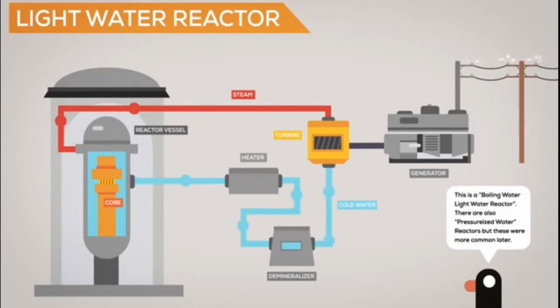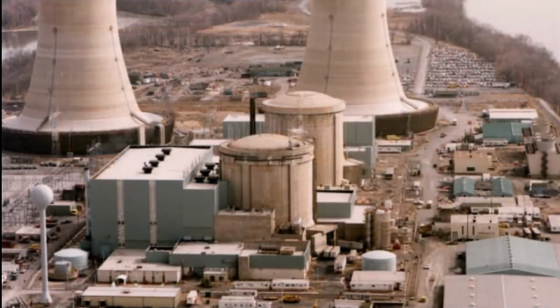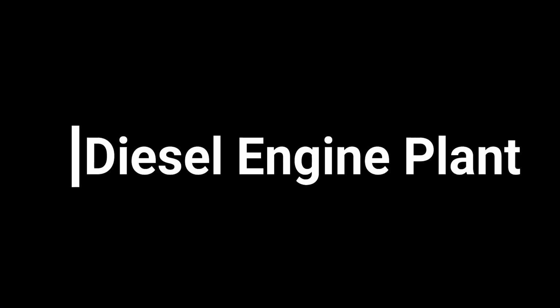The advantages of a nuclear power plant are that they do not need to burn anything to create energy, so there's no pollution. The production cost is low. The disadvantages of nuclear power plants are long planning and regulation process, high construction cost, radioactivity, fuel and core containment requirements, etc. Now let's talk about diesel engine plants.